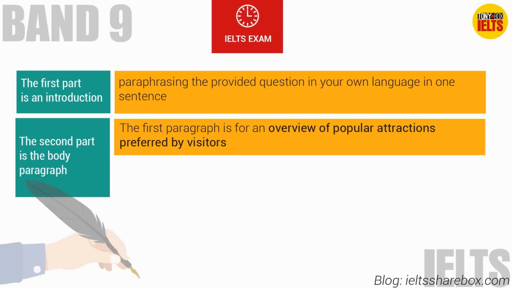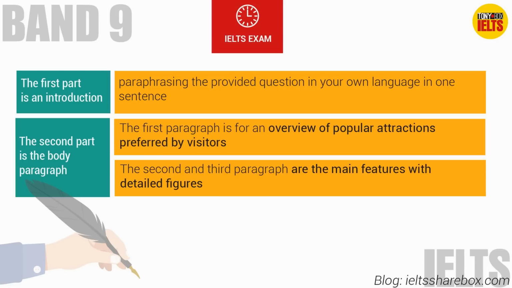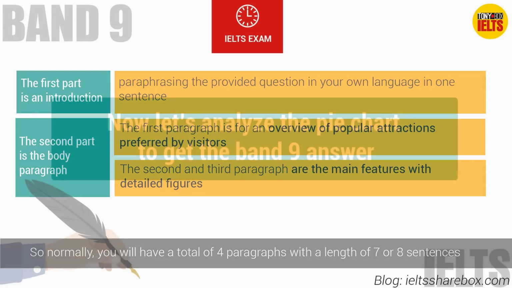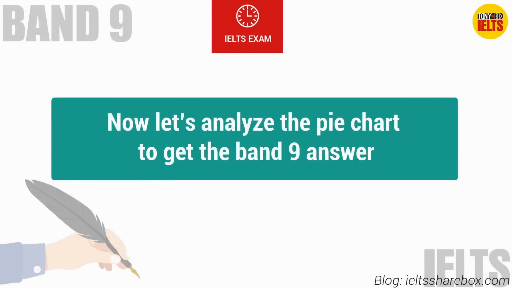The first paragraph is for an overview of popular attractions preferred by visitors. The second and third paragraphs are the main features with detailed figures. So normally, you will have a total of 4 paragraphs with a length of 7 or 8 sentences. Now let's analyze the pie chart to get the Band 9 answer.